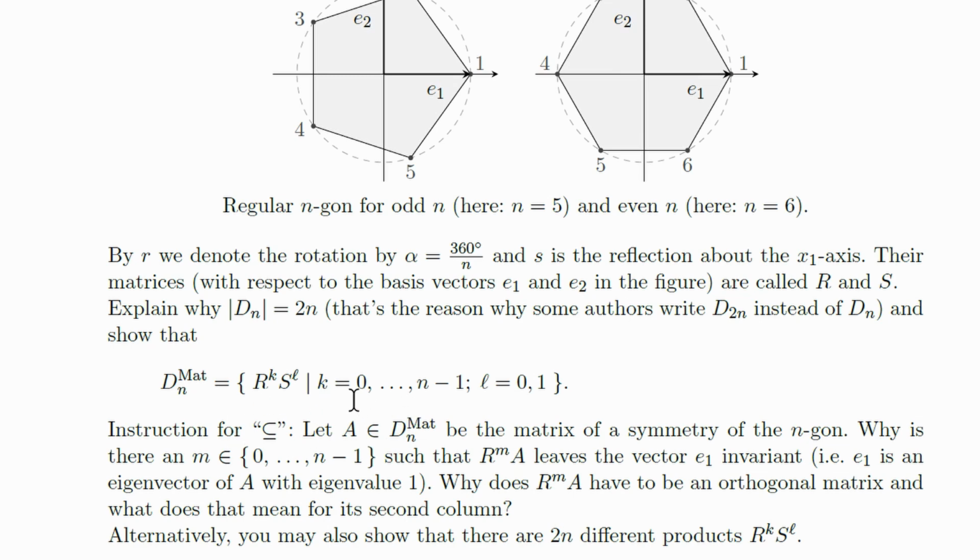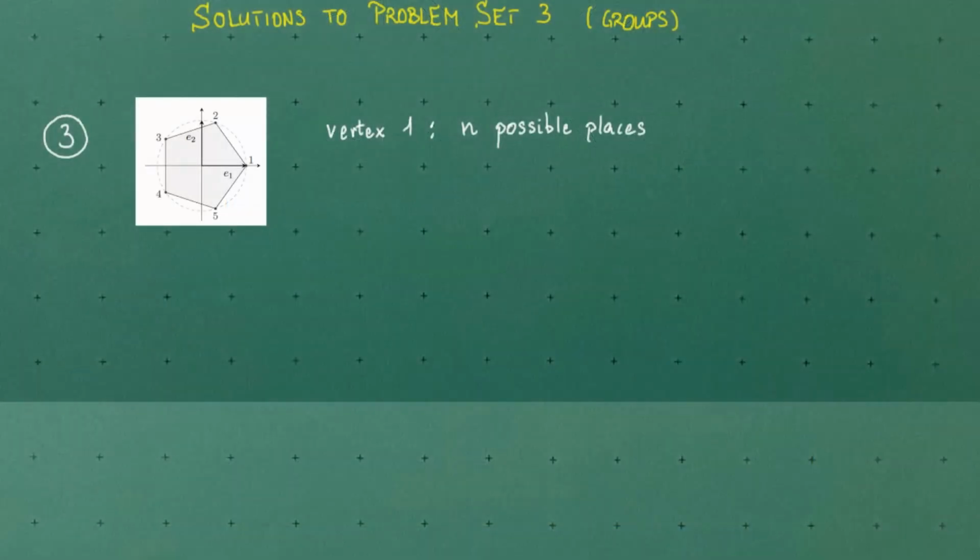And for that you need a pretty solid background in linear algebra, otherwise this is too hard. If you don't have that, you can actually show pretty easily that these products, R to the k times S to the l, give you exactly 2n different matrices. And since this set here also has 2n elements, equality follows. This would be, I think, an easier approach, but this here has some nice arguments that I would like to show you today.